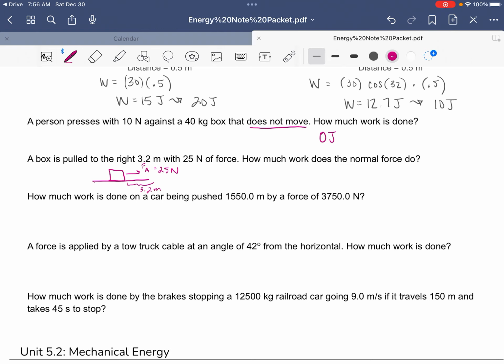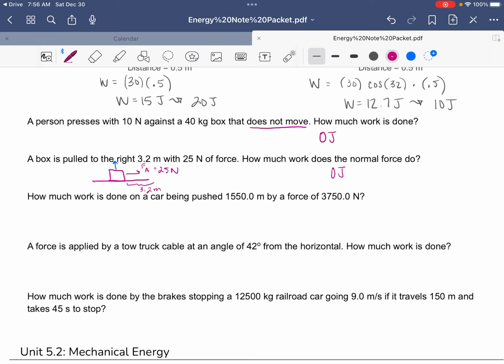The key thing here is that it's asking us how much work does the normal force do? Let me go ahead and switch colors here. The normal force is upward. So if the object is being pulled to the right, our normal force is going to be perpendicular to that. So there's going to be 0 joules of work done by the actual normal force. We could determine how much work the applied force does, but since it asks for the normal force, it's just going to be 0 joules.